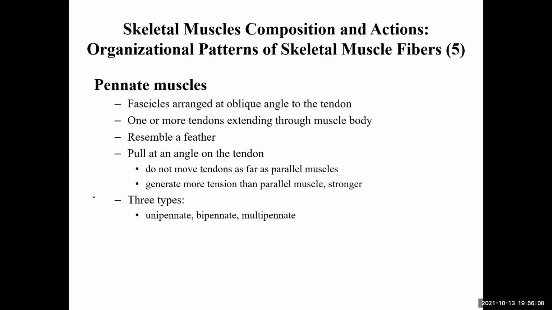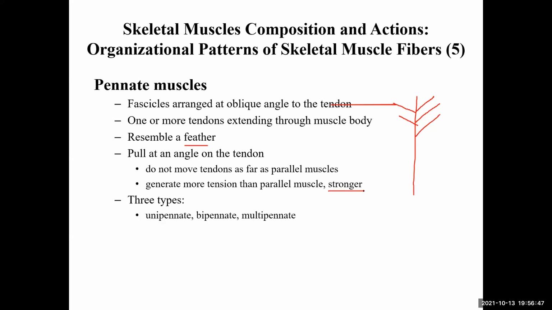Our last group of organization is the pennant muscles. Okay, now these resemble a feather. So what we'll have is a tendon, and then muscle fibers that will come in at an oblique angle and attach onto this tendon. Some will come off just to the side. Some will come in from both sides. We can have one tendon, we can have many tendons. But again, they come in at an angle. And so what we'll see with these types of muscles is that they can generate more muscle tension, so they can generate more power and they're stronger.